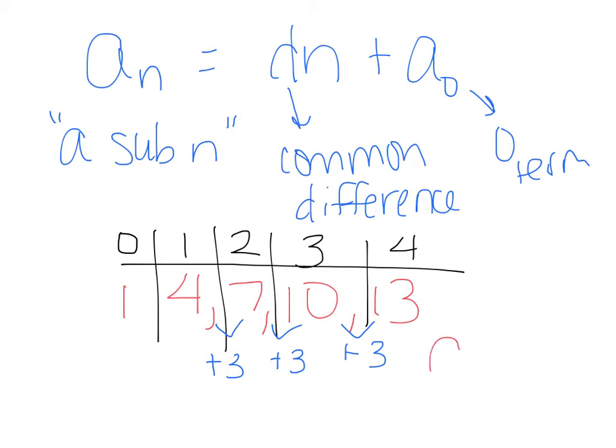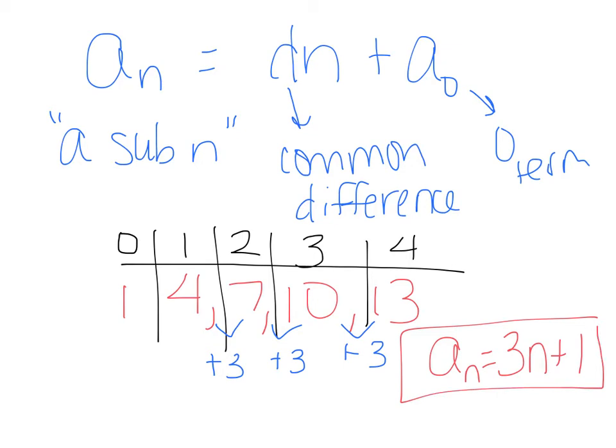So when we put it all together, it's kind of like writing an equation. We're going to have our a sub n, which is like our y value, equals our slope, which is a common difference, 3 times n, plus our 0 term, which is 1. So a sub n equals 3n plus 1 would be our equation. And again, it's very similar to a line. We have kind of like a slope and a y-intercept.